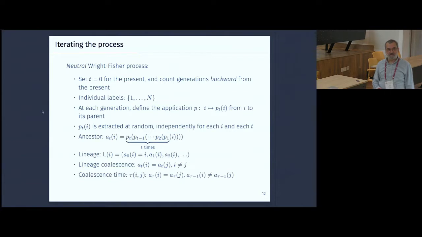And then lineage coalescence happens when the ancestor of individual I at time t is equal to the ancestor of the individual j at time t, assuming that before they were always different, and I is different from j. And the coalescence time is the smallest value of t for which this happens, okay? Is it clear what a coalescence is? So this is the smallest value because for t minus 1 the ancestors were different. So this is fine. In this way we have defined the coalescence time and the last common ancestor of I and j.